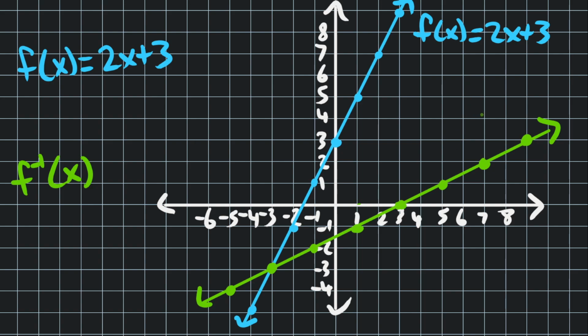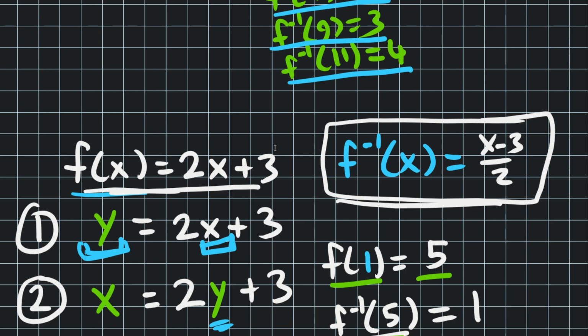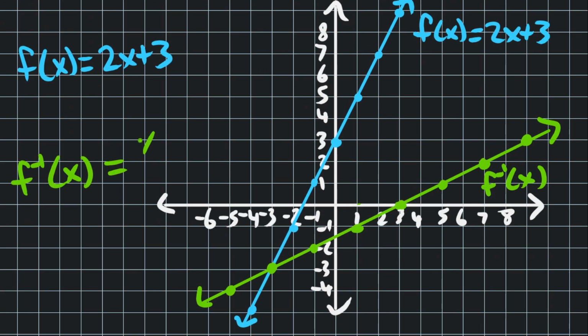So this right here, this is f inverse of x. And that is how we graph f inverse of x. All we have to do is take every point and switch the x and y coordinates. And as we saw in our example above, if f of x is 2x plus 3, f inverse of x is x minus 3 over 2. So this equals x minus 3 over 2. This green graph right here, this green line.